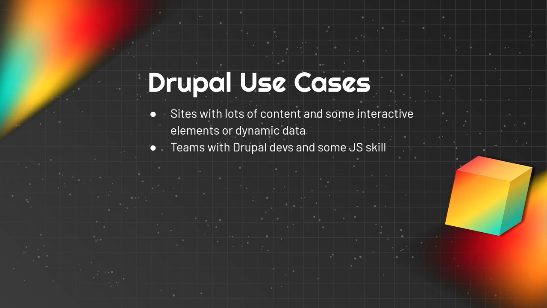So for Drupal use cases for this, really any site that has a lot of content but only a little bit of interaction, right? One or two pages that are interactive versus mostly static pages, progressively decoupling makes a lot of sense. And teams with Drupal developers and some JavaScript skill, or really any team, can make this work, as long as you have enough Drupal talent to get the Drupal site off the ground.